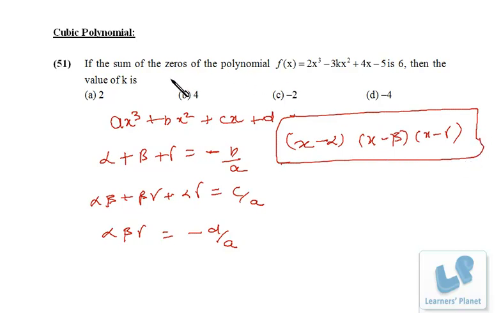Now in this case, if the sum of zeros of polynomial is 6, now what is the sum of zeros? That's alpha plus beta plus gamma, and what's that? That's the coefficient of x square by coefficient of x cube in negative, right? So coefficient of x square is minus 3k, coefficient of x cube is 2, and we have to take negative of this, so it's positive. That's actually 6, right? So we have to find out the value of k. So it's 4, right?